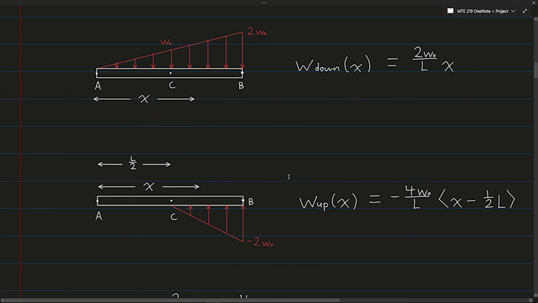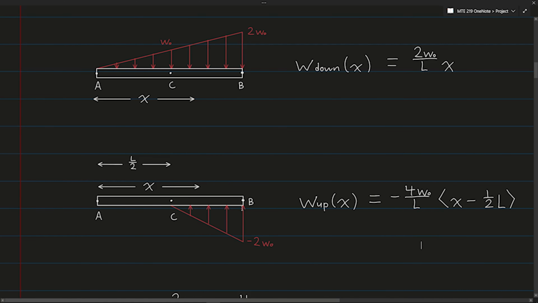Now, when we're looking at the positive component of the load, we find that it is equal to negative 4W over L multiplied by x minus 1/2 L, and that's in Macaulay brackets. And this is where the Macaulay brackets are useful. When the term inside them is less than 0, the brackets evaluate to 0. And so in this case, that means the upwards load doesn't come into effect until after point C, which is exactly what we want.